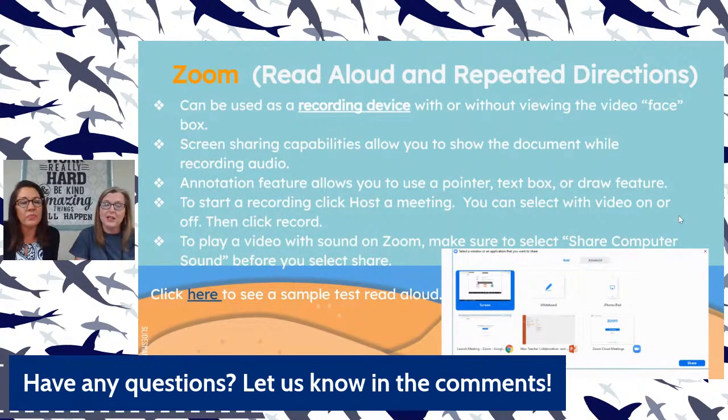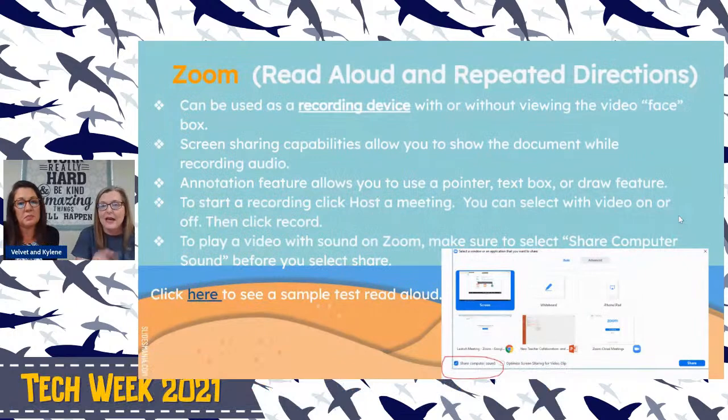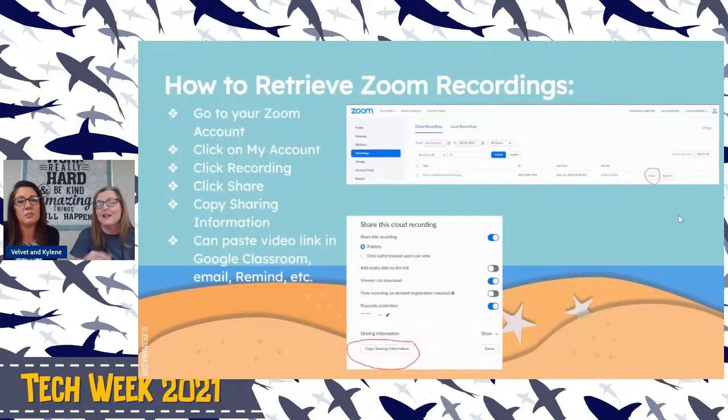If you do want to play a video, I found from trial and error that whenever you're going to share your computer screen, make sure you click the little button, and I have it at the bottom there circled. Make sure you click share computer sound. That will make sure that they can hear the video. If not, it'll be very, very low, and it's hard for them to hear.